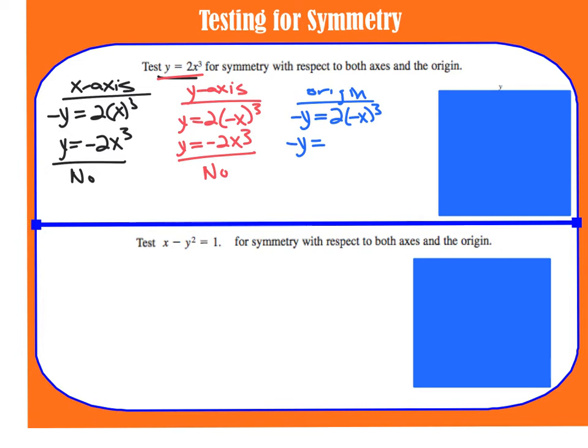It gets to come out, right? So now I have a negative 2x cubed. Well, if they're both negative, I need to solve for y. So I need to divide by what? Negative 1. So now I end up with y equals 2x cubed. Is that the same as the original? Yes. So it has origin symmetry.